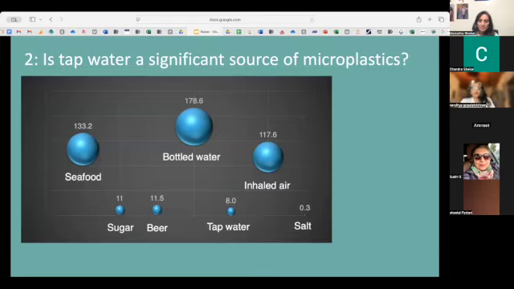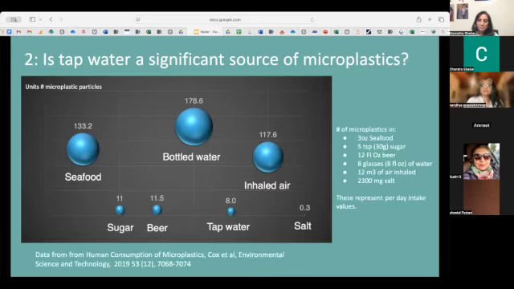So if you look at this bubble chart, they looked at a bunch of things, which are listed here: seafood, sugar, beer, bottled water, inhaled air, tap water, salt. They sampled different bottled waters, different tap water samples and everything. And the numbers that you see here, what I did was, they had data in terms of number of microplastics per something.